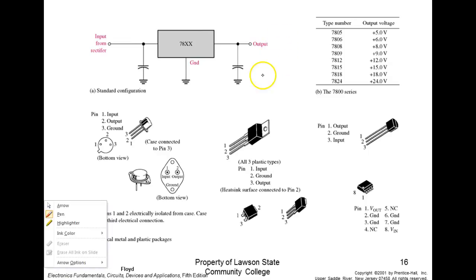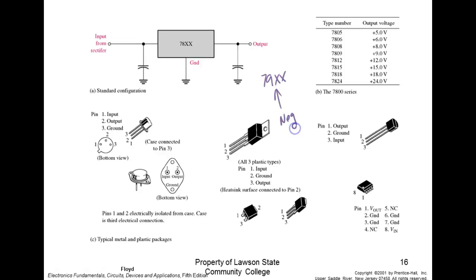So we have the 79XX. These are negative regulators, and the 7800 series are positive regulators. And then the last digits tell you their regulated output. So a 7805 is a plus 5 volt regulator. A 7806 would be a 6 volt regulator. A 7812 would be a 12 volt regulator. And the same is true with the 7900 series.